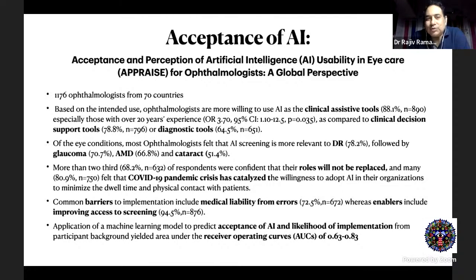People are trying to now accept it, especially in this COVID pandemic. And there are certain barriers. Medical liability errors is a big thing. The legal requirements are not clear. And definitely, one of the enablers was that it improves the access to screening.